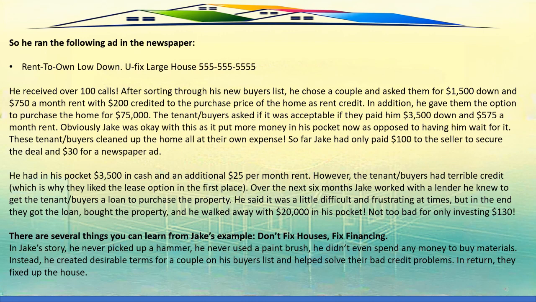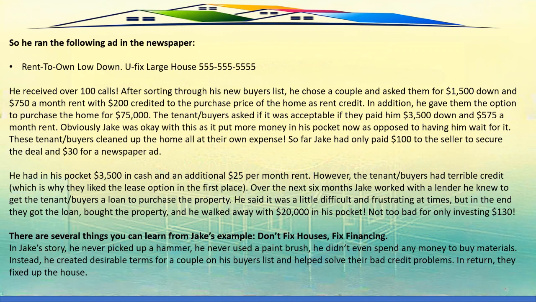After sorting through his new buyers list, he chose a couple and asked them for $1,500 down and $750 a month rent with $200 credited to the purchase price of the home as rent credit. In addition, he gave them the option to purchase the home for $75,000. The tenant buyers asked if it was acceptable if they paid him $3,500 down and $575 a month rent. Obviously, Jake was okay with this, as it put more money in his pocket now as opposed to having him wait for it. These tenant buyers cleaned up the home all at their own expense.